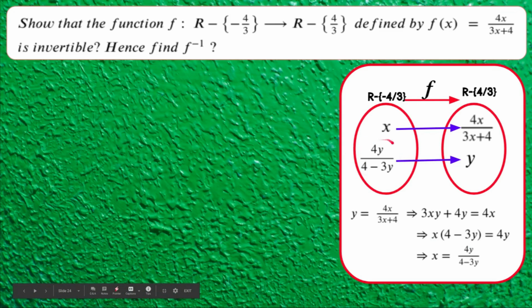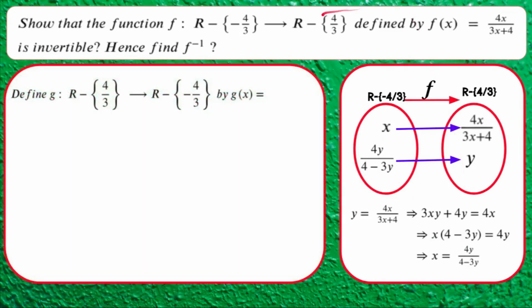This is g of y, and you define g from R minus 4 by 3 to R minus 4 by 3 as g of x equal to this expression. Here it is y, so you take it as x: 4x by 4 minus 3x. This is g. So now we only need to verify the composition.